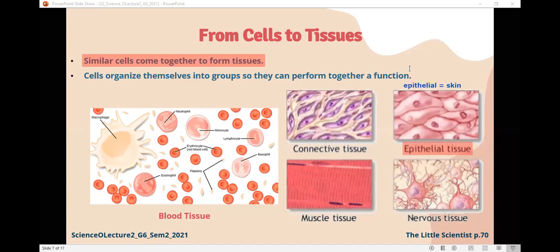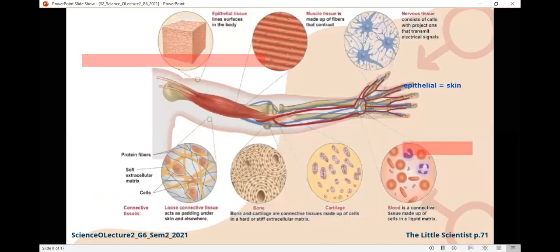Same cells make the same tissues. Skin cells together make epithelial tissue. Bone cells, bone tissue. Muscle cells, muscular tissue. Nerve cells, nerve tissue. Blood cells, blood tissue. Same cells work together. Okay? Tissue is made of the same types of cells. This is the first organization.